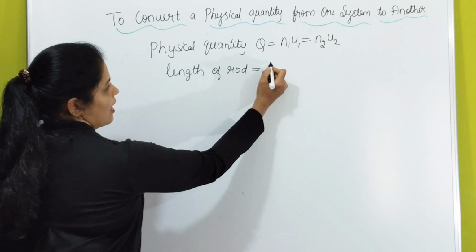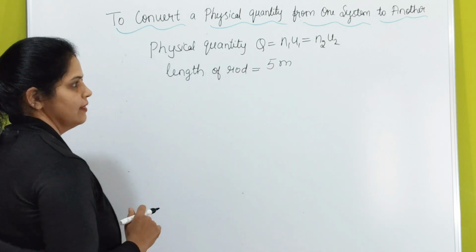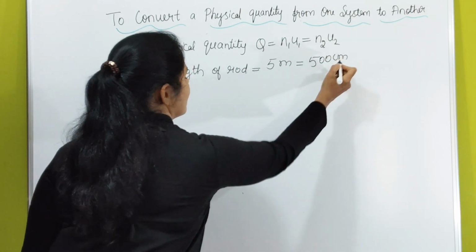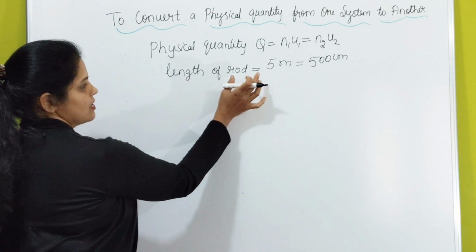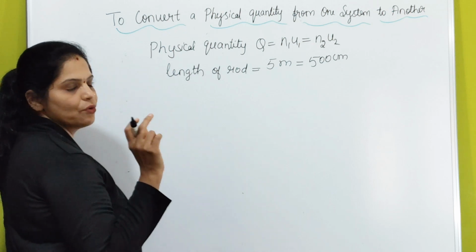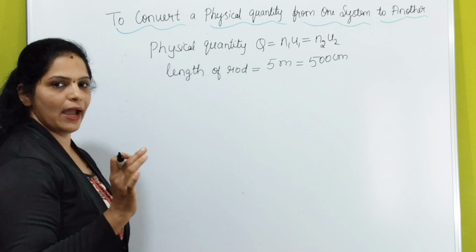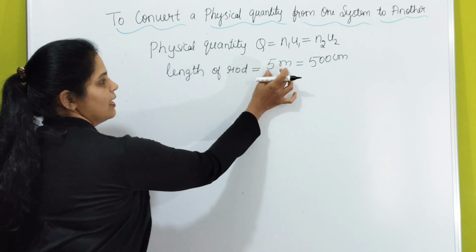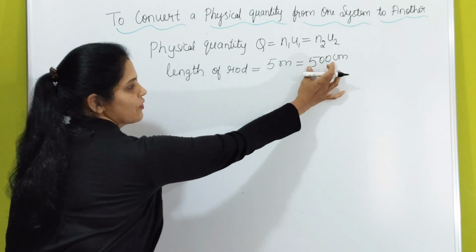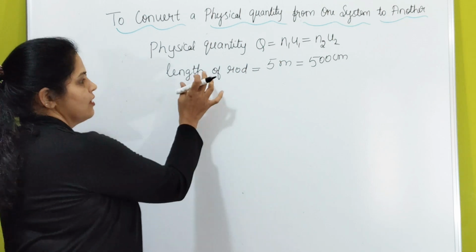So let us write that as 5 meter. Meter is a SI unit of length, which can also be written as 500 centimeter. Right? If the length of rod is 5 meter, it can be written as 500 centimeter, because we know that 1 meter is 100 centimeter. So here there is no change in the magnitude of length. If you write in SI unit, this 5 meter is a length of rod. In CGS unit, what is the length of rod? 500 centimeter. So there is no change in the magnitude of the length of the rod.